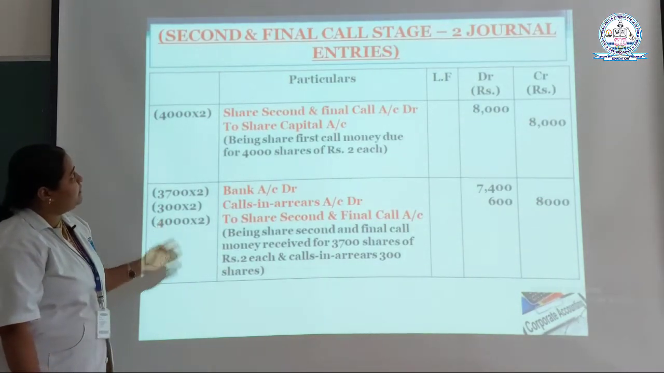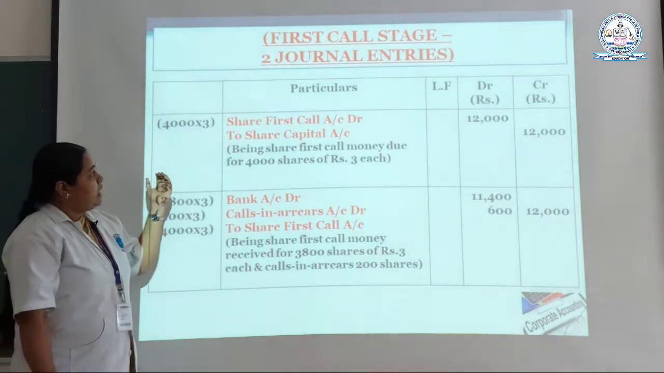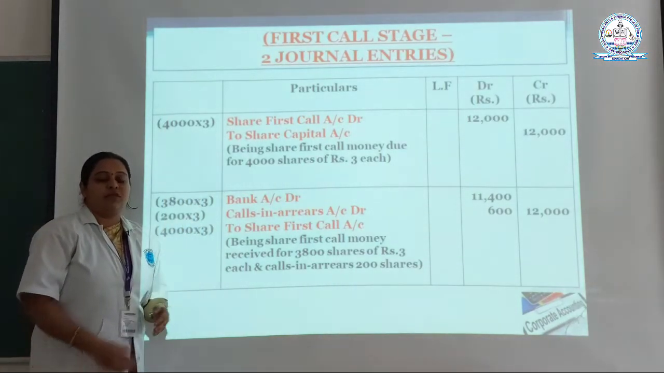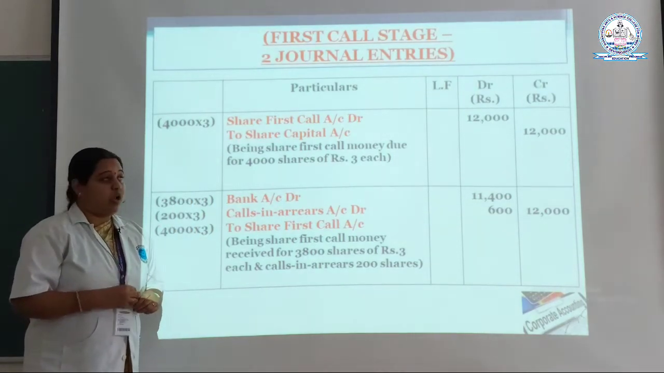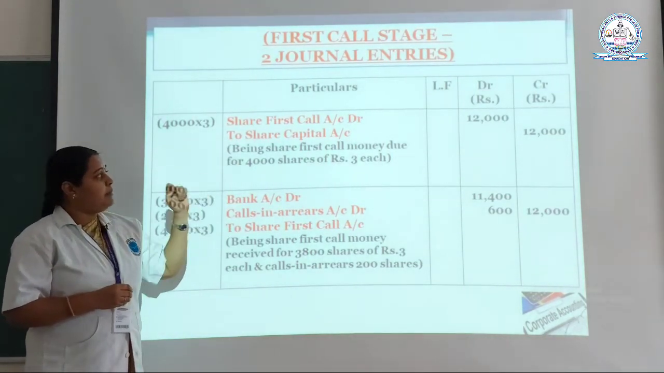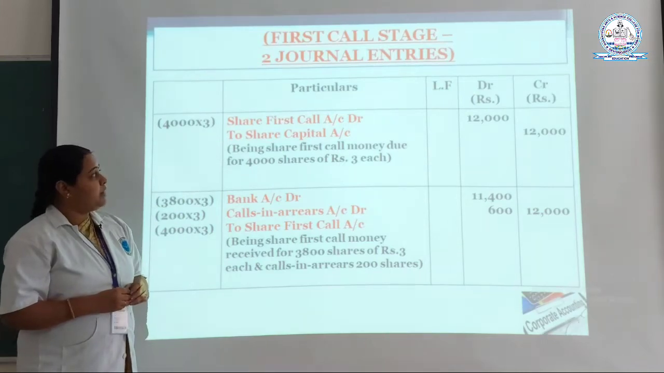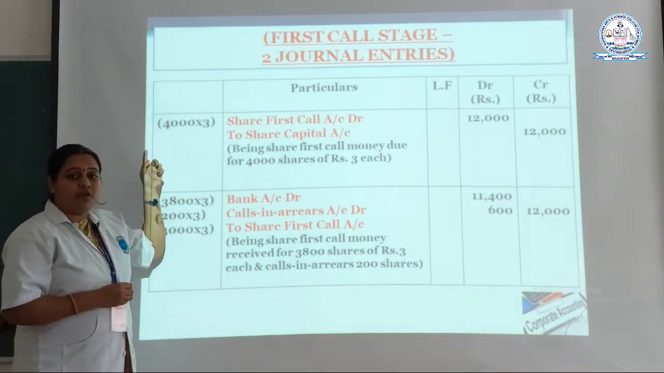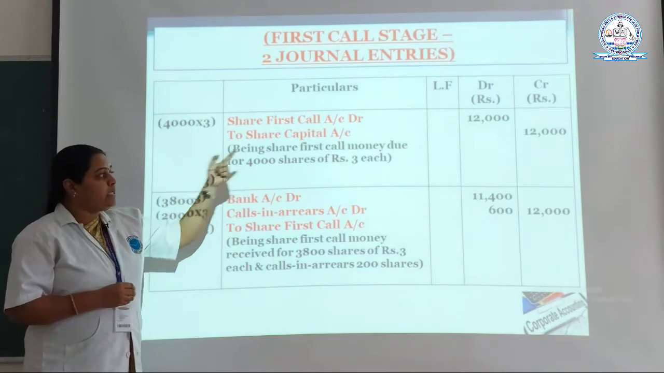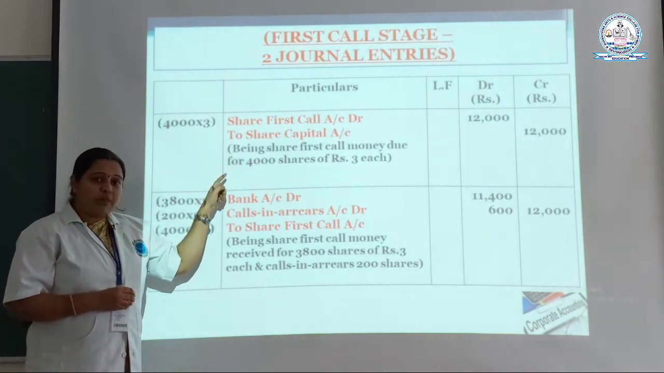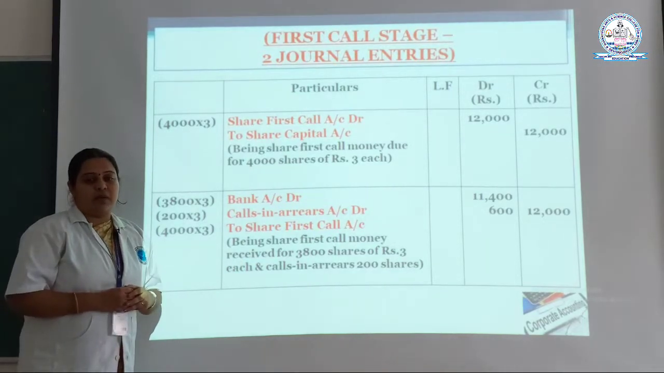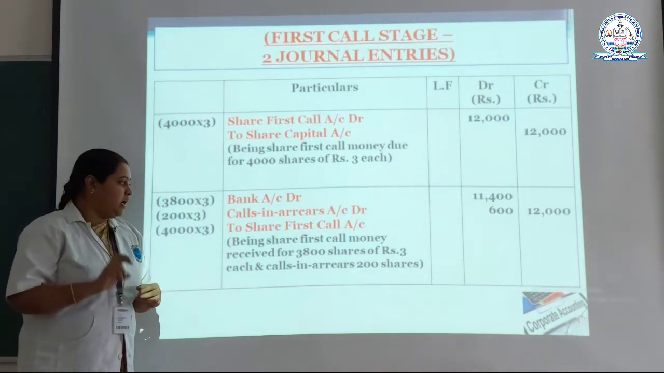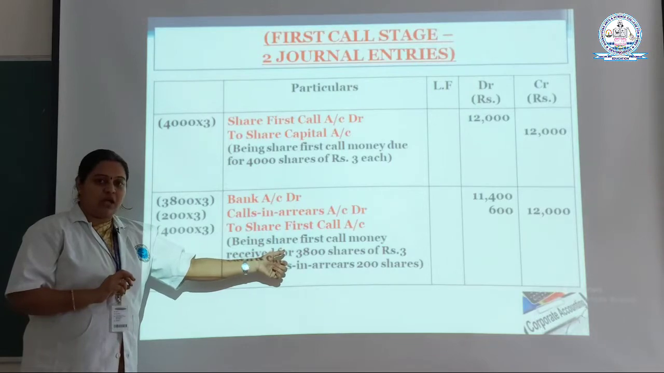So next we move on to the first call stage. There are 2 entries for first call. Due the share first call money: share first call account debited to share capital account. For this we are going to collect for 4,000 shares into 3 rupees, the amount is 12,000. After making the due, we need to receive the first call money. What is the entry? Bank account debited to share first call account.